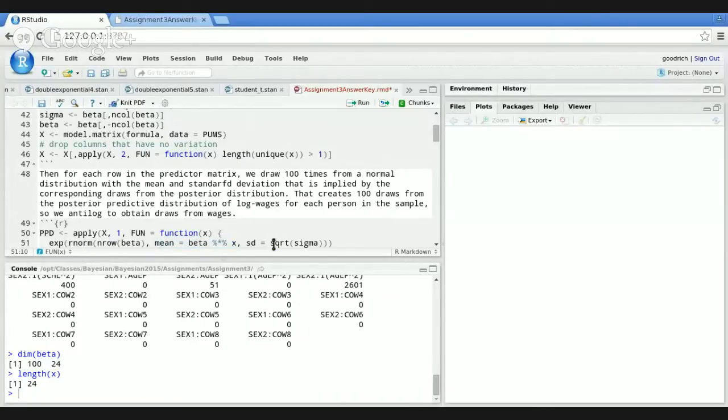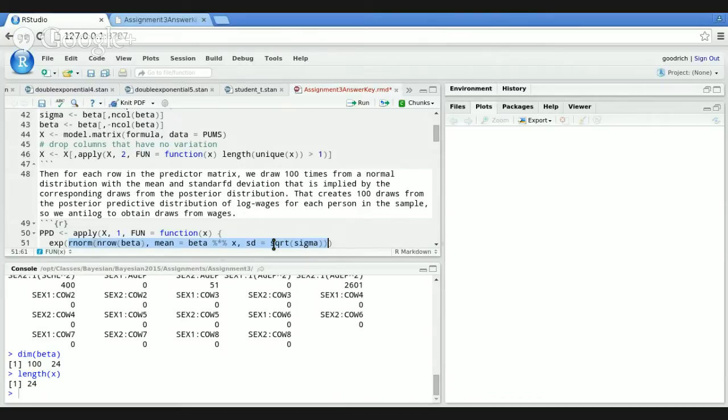And we want to use the standard deviation, not the variance. So we take the 100 draws from the posterior variance, take the square root of those, and pass those to the normal distribution. So we get 100 draws for each person from this distribution. That is a distribution for what we predict log wages to be for a person whose covariate vector is X.